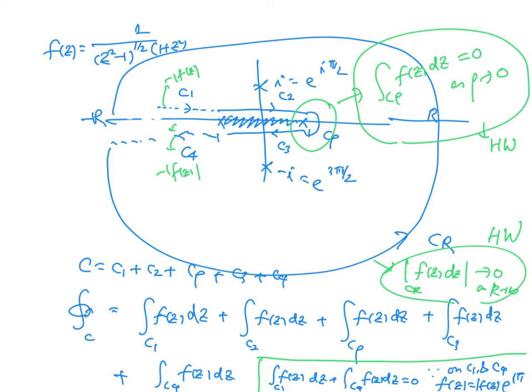And of course, this whole integral is 2 pi I times the sum of the two residues, at exponential I pi over 2 and at exponential I 3 pi over 2.